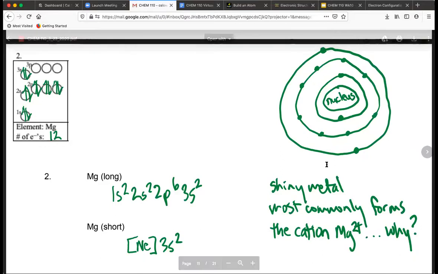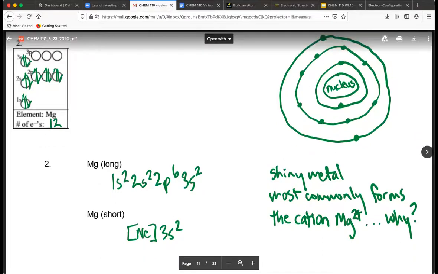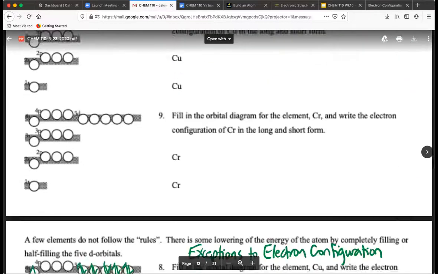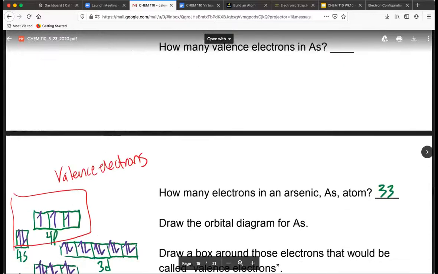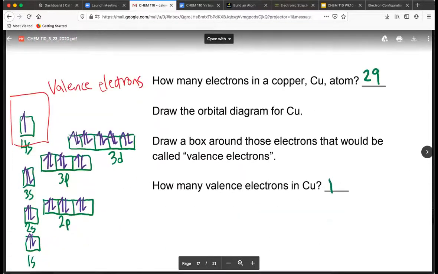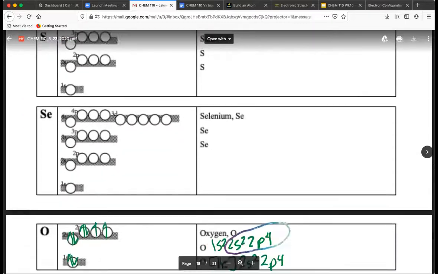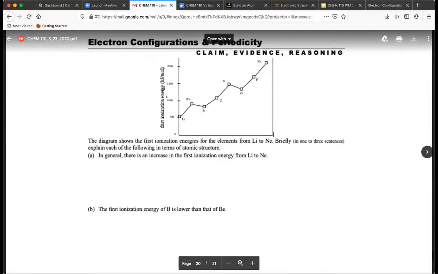So that's the reason why magnesium forms a 2+ ion. So we're going to take that information and now apply it. We're going to make sense of other pieces of information that have to do with what we call periodic trends. And so we're going to start here and finish up this part of the conversation on Wednesday.